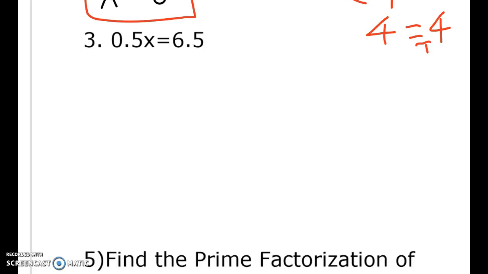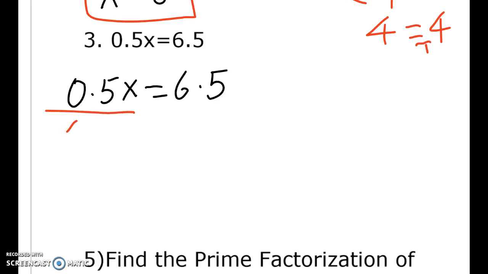Now question number 3 is 0.5x equals 6 and 5/10. So we have decimals. We have 2 ways. First, we can just simply divide both sides by the same decimal. So we divide by the coefficient, which is 0.5. So that's the key part.